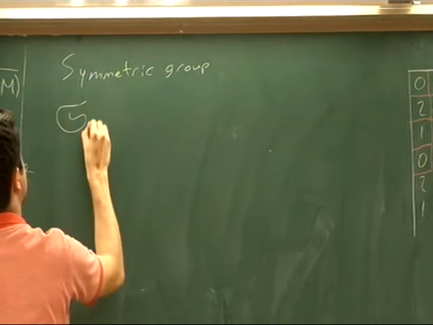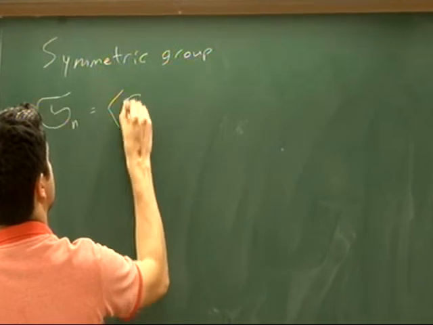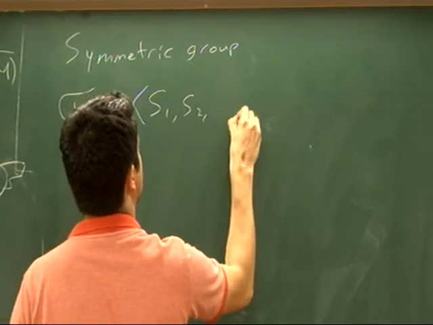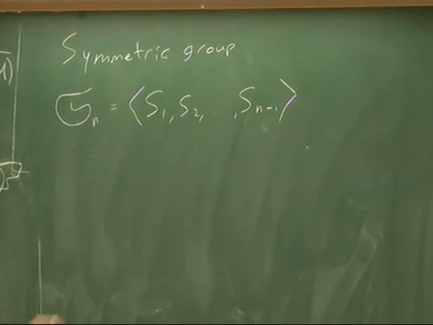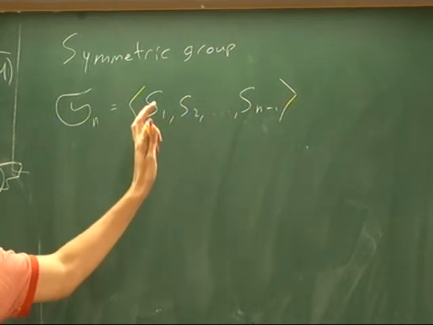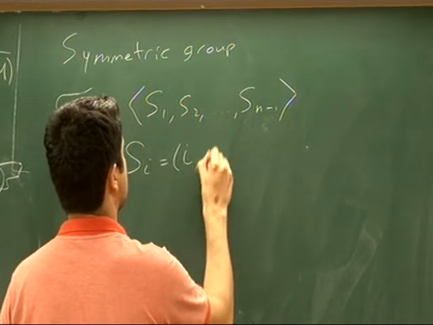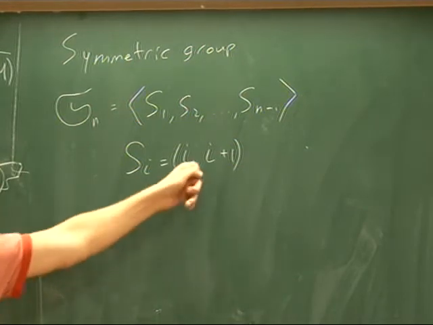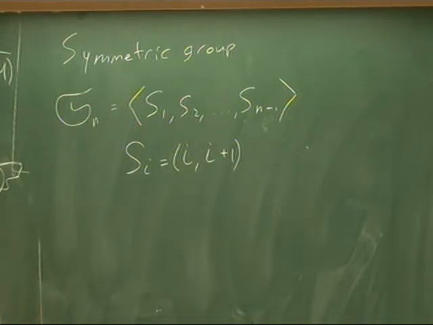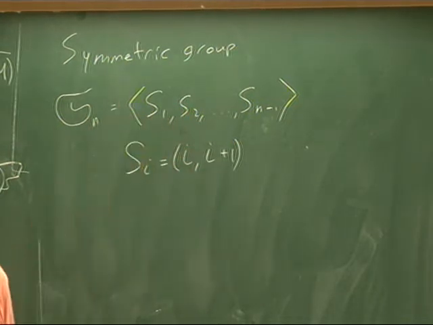Sn is going to be generated by S1, S2, all the way to Sn minus 1, where these are the simple transpositions, right? You've seen this, yeah? Si swaps i and i plus 1. So I can write every permutation as a product of these generators, in more than one way maybe, and these have relations between them.